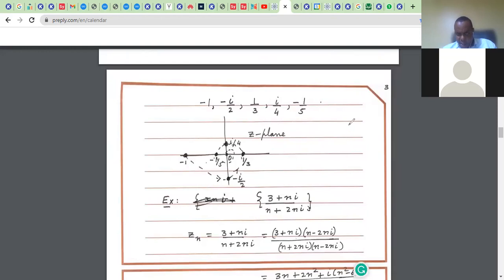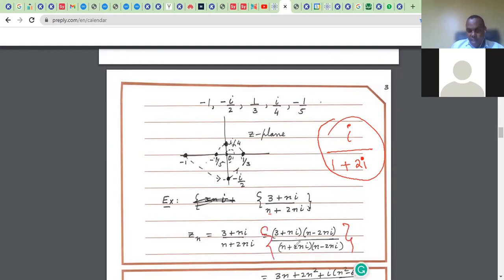So this is going to be i divided by 1 plus 2i. It's going to converge to this. I used L'Hopital's rule. I did the derivative. You see, remember L'Hopital's rule? I just wanted to avoid this way of doing it.